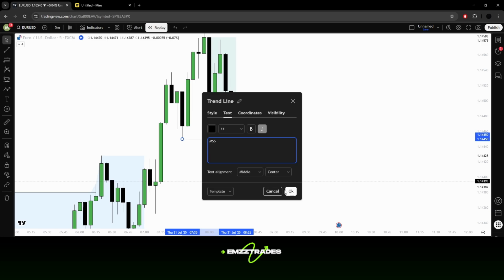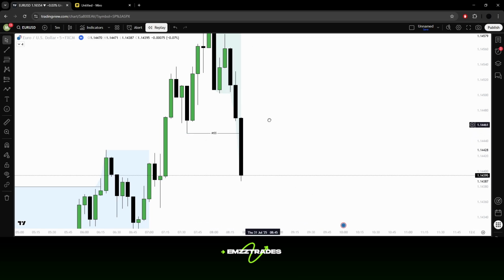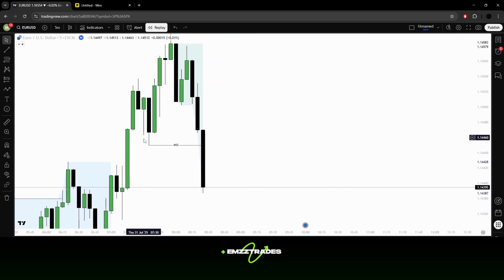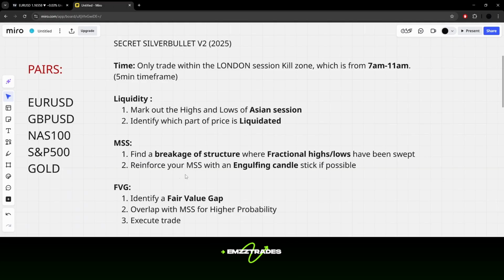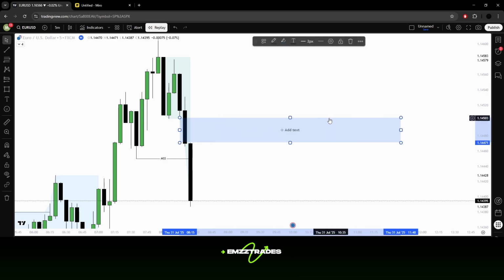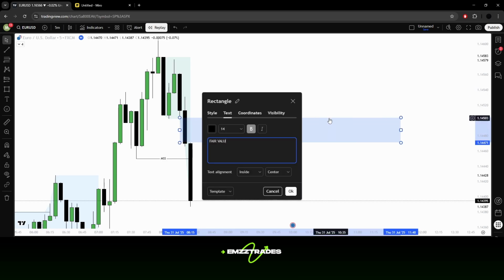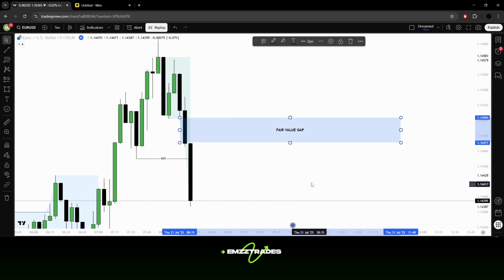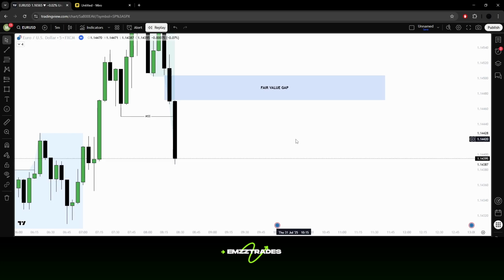And I'm going to be explaining why this is our market structure shift in a second, okay? And I'm going to be explaining what a fractal low actually is. But just before that, what you need to do now is identify the fair value gap. And after you do that, you overlap it with a market structure shift to get a high probability. And from then on, you execute the trade. So what I'm going to use as my fair value gap is this area right here. I'm going to name this my fair value gap. And from here on out, I can just enter my position and place my take profit.